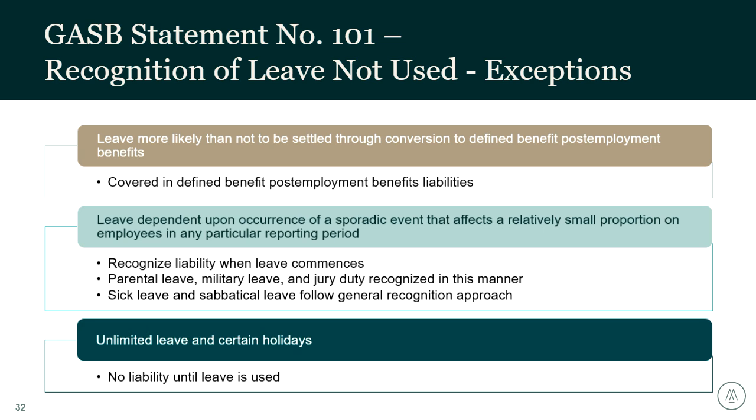Examples include parental leave, military leave, jury duty. This does not include sick leave or sabbatical leave. Again, these are items that you really can't predict. You have no idea when or how many people it would impact, so that is excluded. And then unlimited leave and holiday leave taken on specific dates. Again, you would recognize that liability when used.